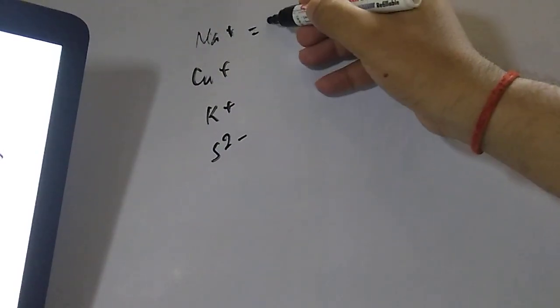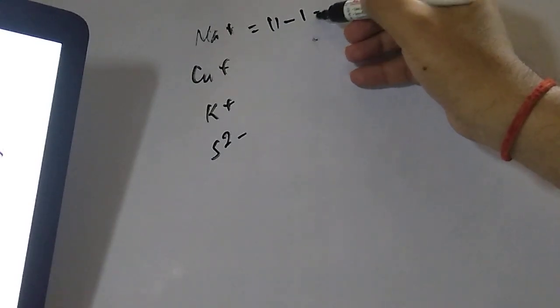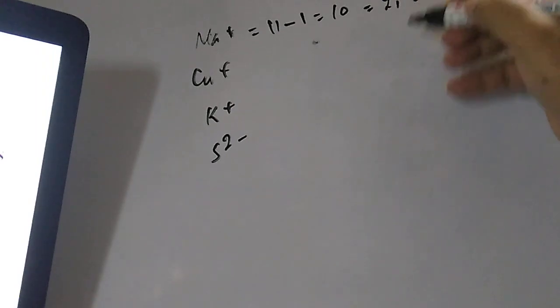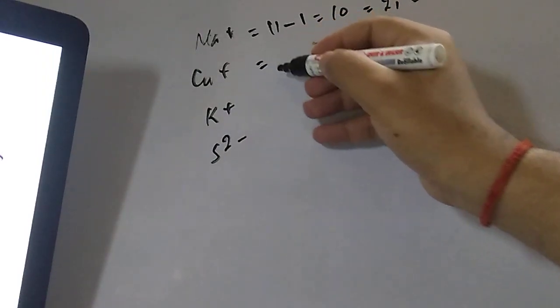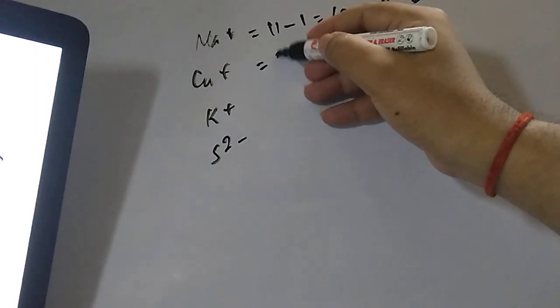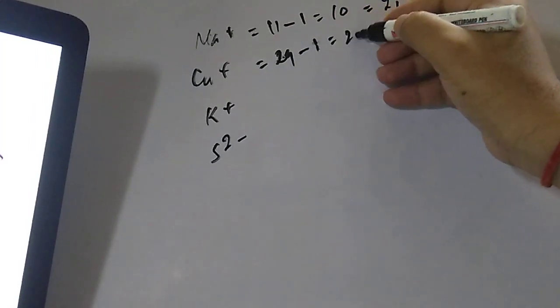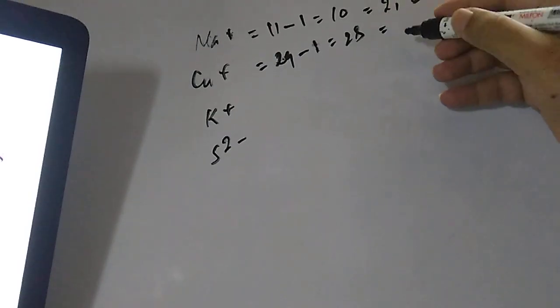Here are the four options, student. The first option is Na+. When you are talking about Na+, the total number of electrons is 11, with 1 positive charge, 11 minus 1 is 10. The configuration is 2 and 8. Now if you go to copper, the atomic number is 29, and with 1 positive charge, that is 28. How do you do the configuration, student?